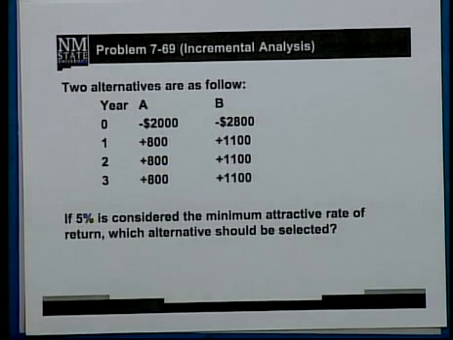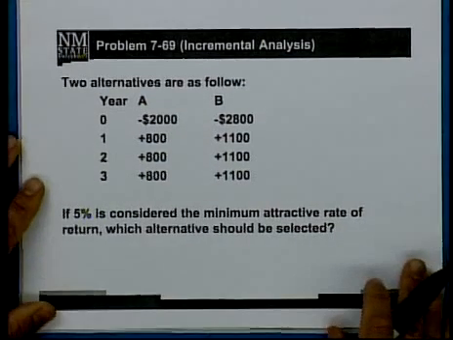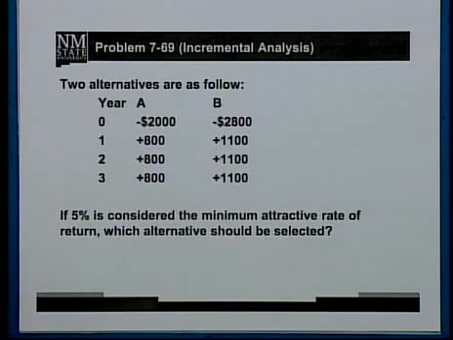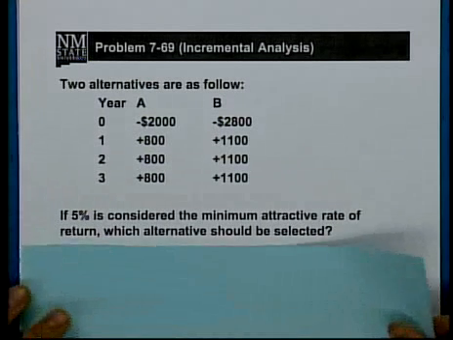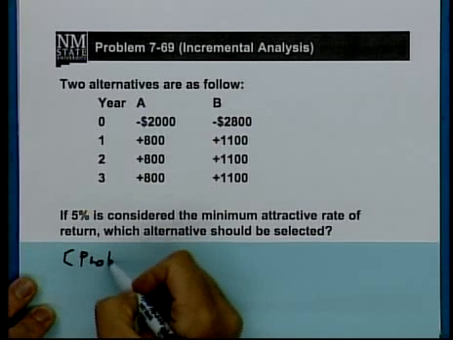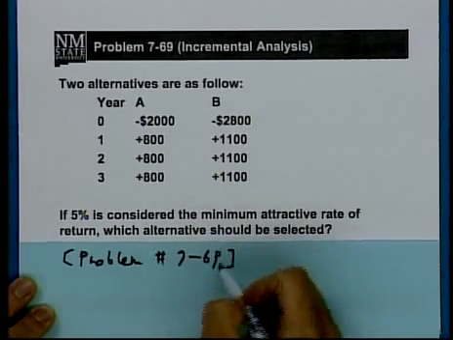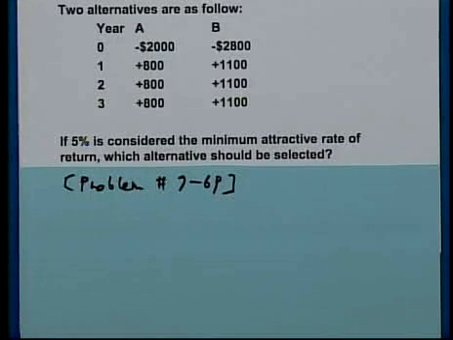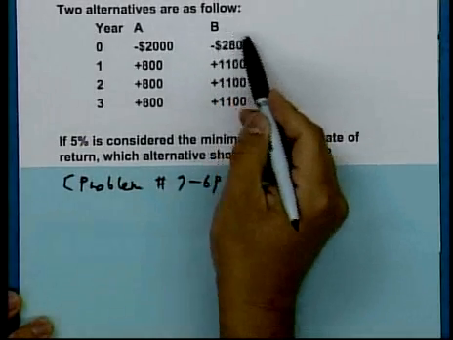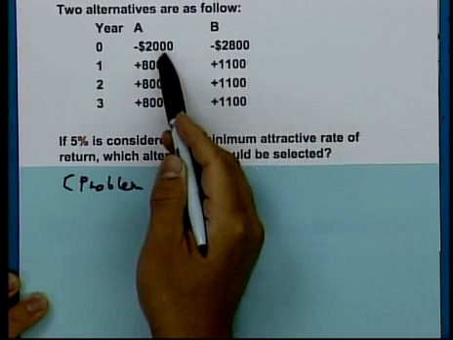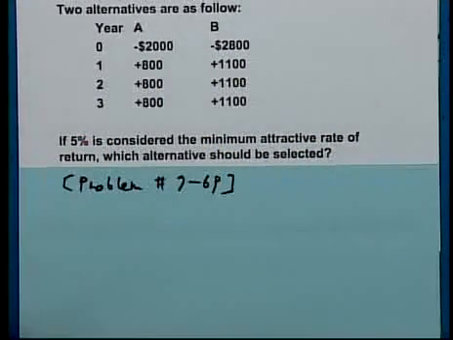Okay, so two alternatives are given in this table. If 5% is considered the minimum attractive rate of return, what alternative should be selected? So, okay, first let me write down the problem number 7-69. As the first step for the incremental rate of return analysis, we need to compute the cash flow of the incremental investment by taking the higher initial cost alternative, which is alternative B, minus the lower initial cost alternative, which is alternative A.